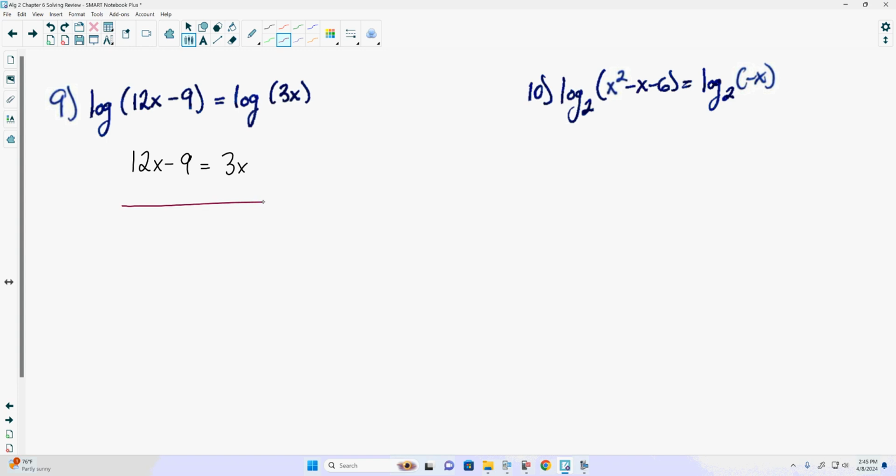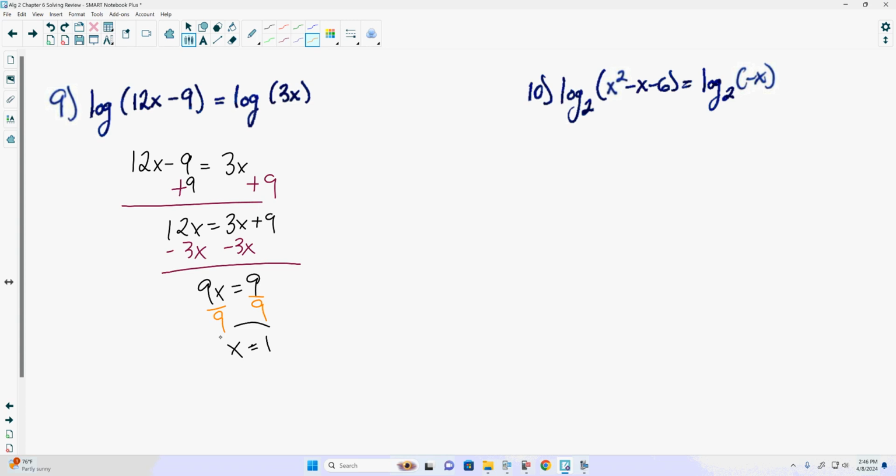Now that we have this set up, we need to find the value of x. And the first thing we can do is what? Yeah, we can add 9 to both sides, which will tell us that 12x is equal to 3. Yes, then we can indeed subtract 3x, which tells us 9x is equal to 9. And lastly, we can divide both sides by 9, telling us that x is equal to 1.